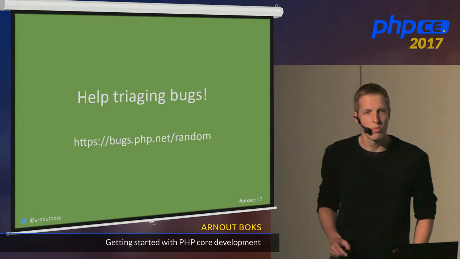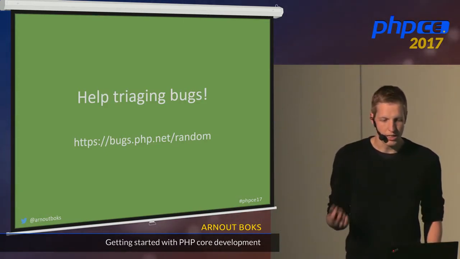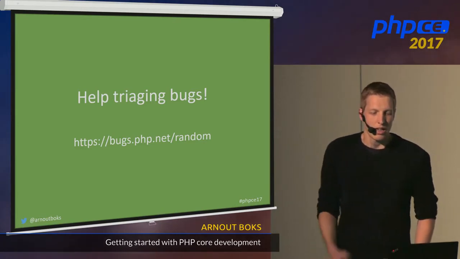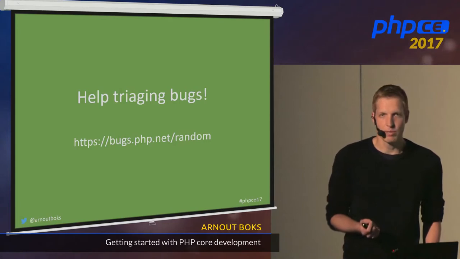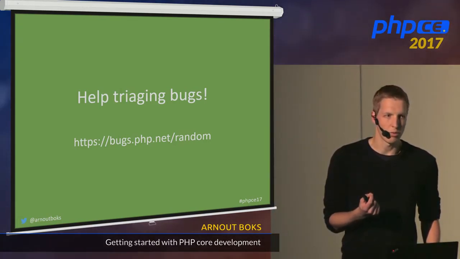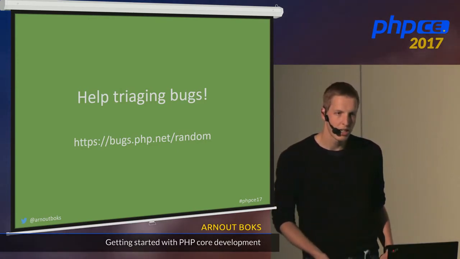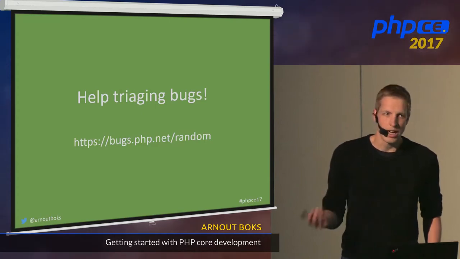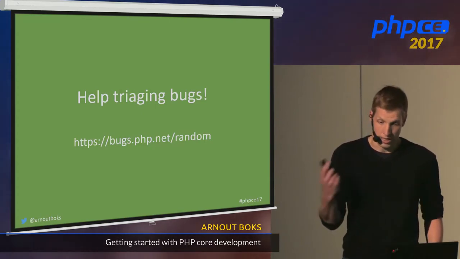How you can also help is by triaging bugs. The PHP bug tracker actually has a URL, shown here, that just redirects you to a random bug. And because the PHP bug tracker contains so many old bugs that nobody looks after anymore, it would be really helpful if people would just grab a random bug, try to reproduce it, and close it if not, or report that they can still reproduce it if they can.